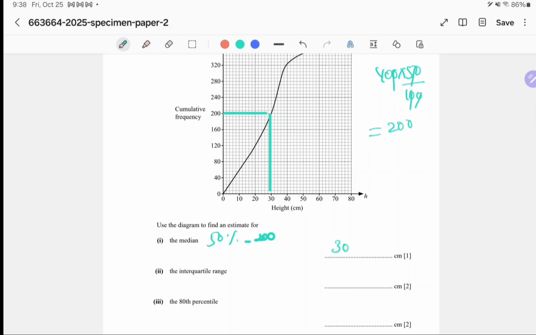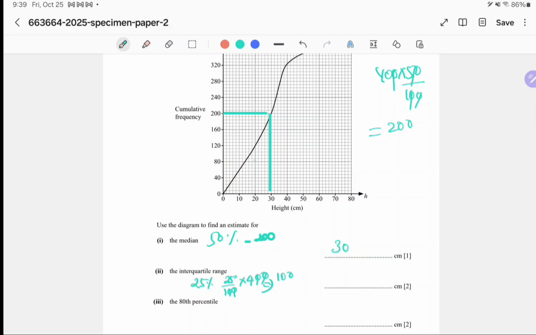The interquartile range: 25% from the graph. So 25 by 100 times 400. How much will it come to? 25% is 100, I think. So mark for 100 here. 80, 85, 90, 95, 100. So the 100 value.